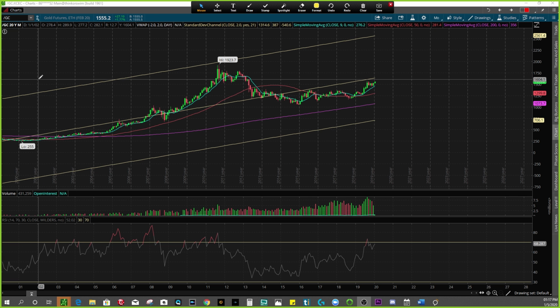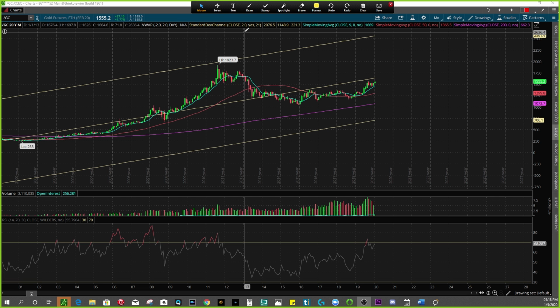Right now, what we're looking at is the gold futures chart. This is a chart over the course of the past 20 years, and it's on a monthly time frame. We're looking back so far just to give you guys an idea of what the market looks like in the big picture. The reason we're looking at this chart on such a big time frame is really just to give you guys an idea of what's going on in the big picture.